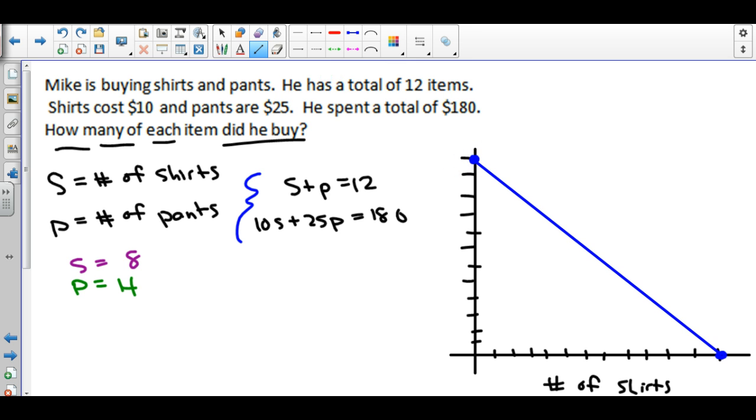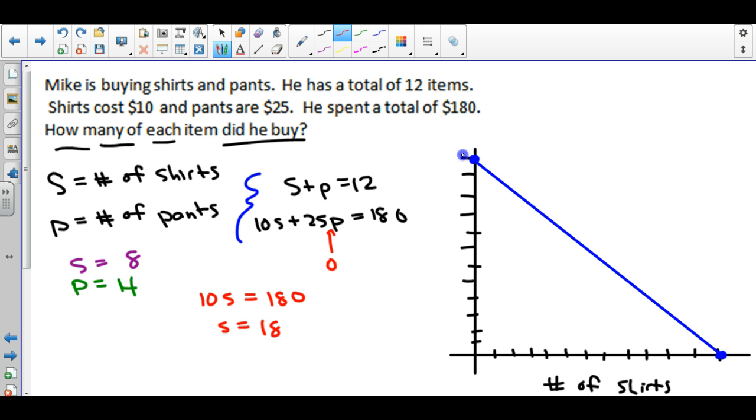Spectacular. Sweet. Now I'm going to go to my other equation. I'm going to do the same exact thing. Let's pretend that he buys 0 pairs of pants. So this term goes away, and I would be left with 10s equals 180, which means that if he had 0 pants, that means he would have 18 shirts if you were paying that kind of money. So I'm going to have to keep this going up. If this was 12, 13, 14, 15, 16, 17, 18, it would be all the way up here.